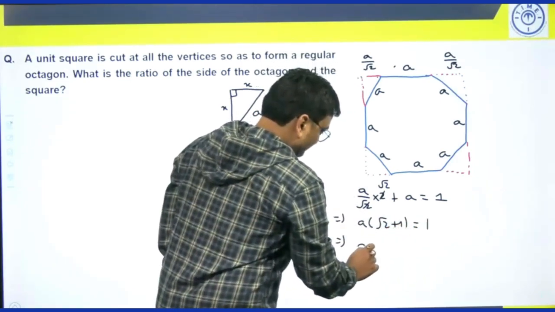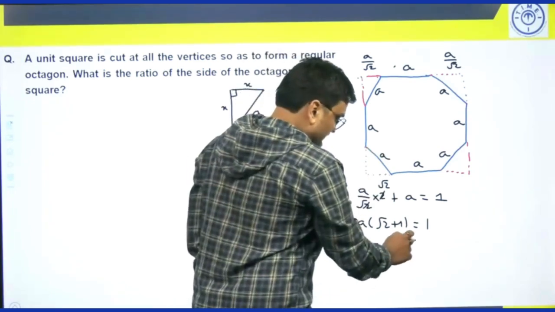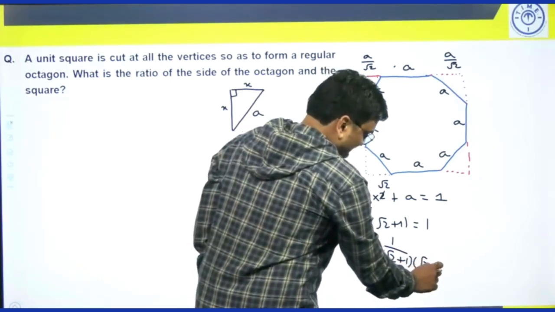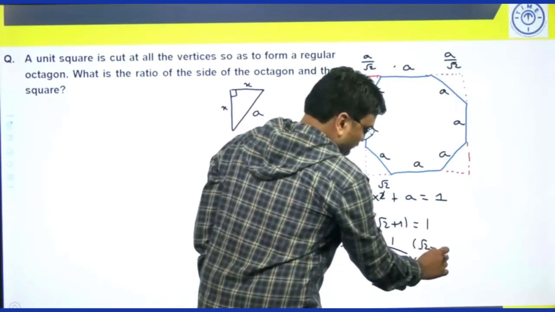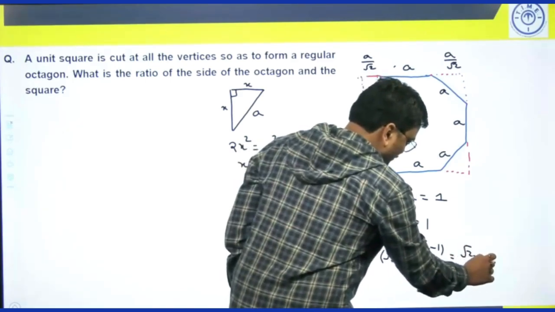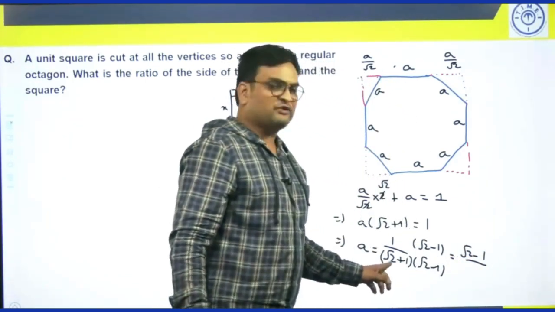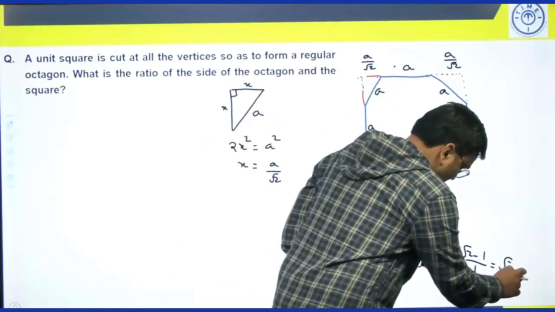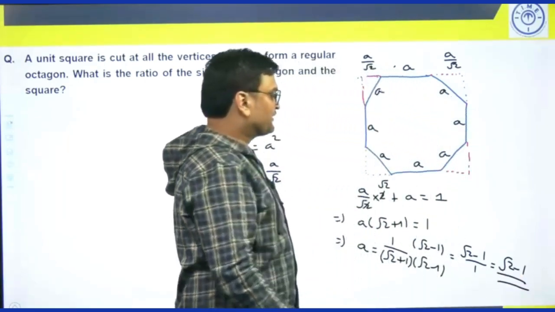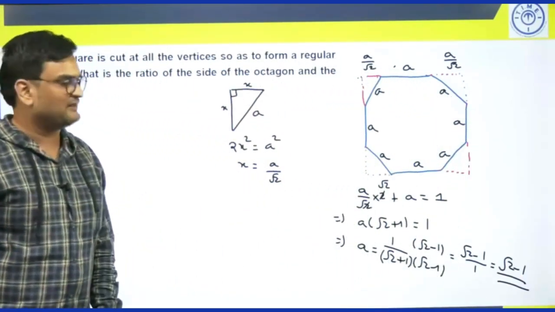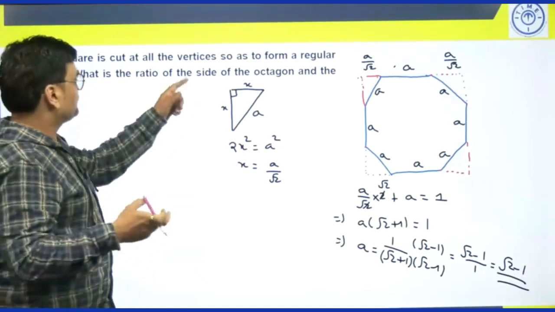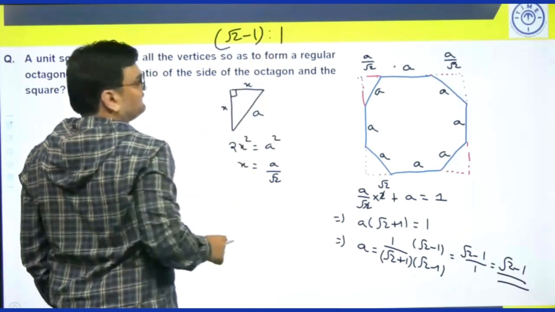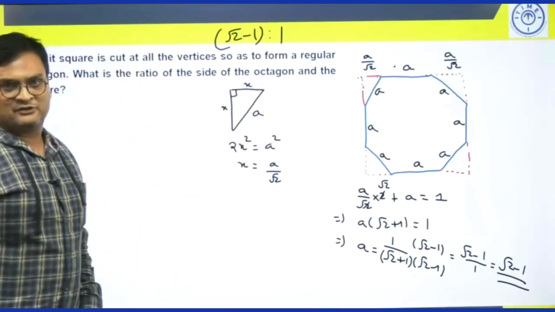Hence can I say the value of A, which is nothing but the side of the octagon, is 1 by root 2 plus 1. And when you rationalize the denominator by multiplying and dividing by root 2 minus 1, you will get root 2 minus 1 in the numerator, and in the denominator root 2 whole square, 2, minus 1 square, 1. 2 minus 1 will be 1. So finally the side of the regular octagon will be root 2 minus 1. That is what we are required to find out. Because once you get the side of the octagon, the ratio is going to be 1 times that, which is nothing but root 2 minus 1. So this is the required ratio.